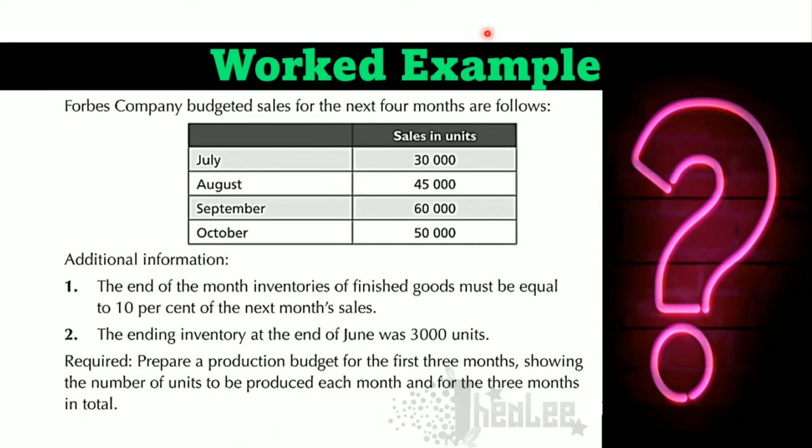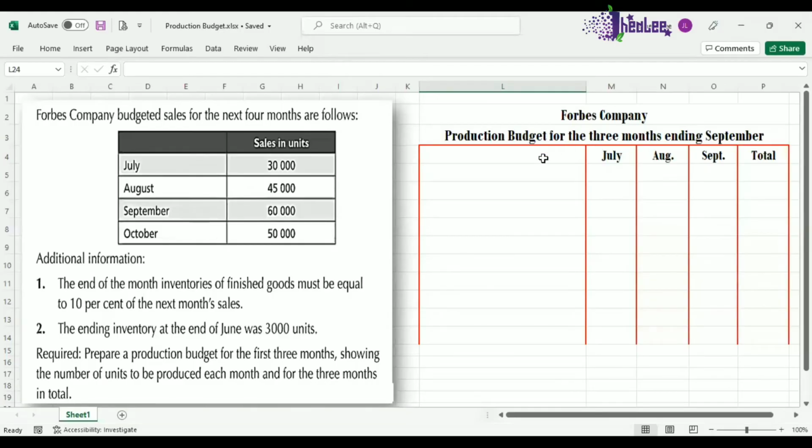Let's prepare the production budget. So your heading is Forbes Company production budget for the 3 months ending September. And we have July, August, September, and there's a column for total because yes, we were asked for the total. So the first thing that we begin with, remember from that very short format, the first thing that you would enter is your expected sales. And coming from the question, expected sales for July is 30,000. For August, it is 45,000. For September, that is 60,000.